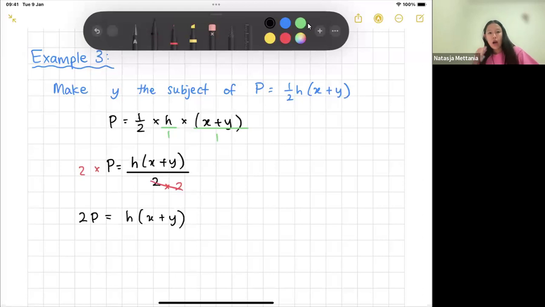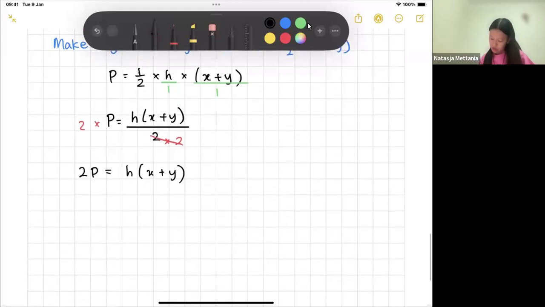Now I want y the subject. So my goal here is that I want y equal to something. To get closer to y equal to something, I need to get rid of this h. To get rid of that h, I'm going to divide, because there's an invisible times here. Divide by h on both sides. Then on the left-hand side, I have 2P over h, which is equal to x plus y.